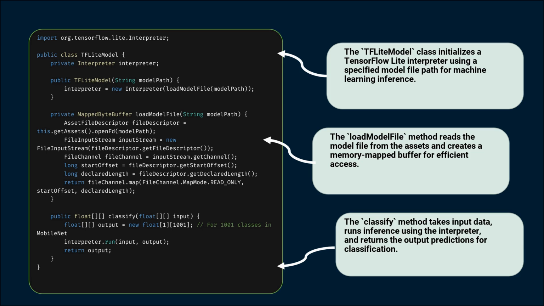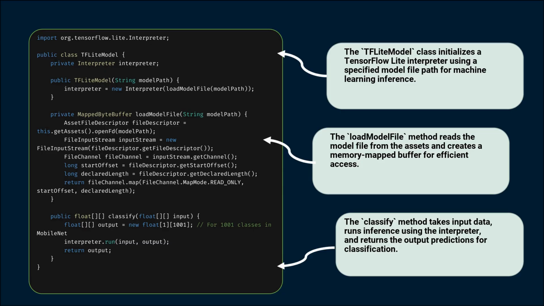Next, we have the load model file method, where we open the model file from the app's assets using an asset file descriptor. This method is critical in mapping the model file to a read-only memory buffer, enabling us to access it efficiently. By utilizing file input stream and file channel, we extract the required file's offset and length, ensuring the model loads correctly.